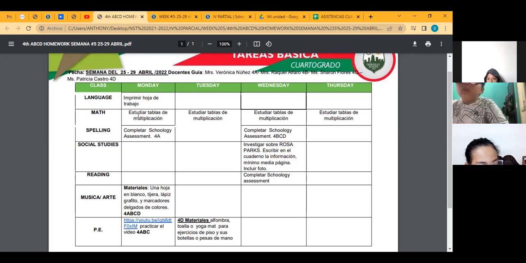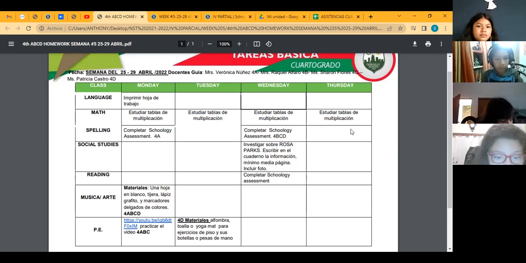Now, in math, your homework is to study the tables class. Remember that tables are so important to review, to study every single day. The tables, look here, study tables, all the days of this week. New spelling, what's your homework? New spelling, it's an assessment, so you have it on Wednesday here, 4C, complete Schoology assessment.